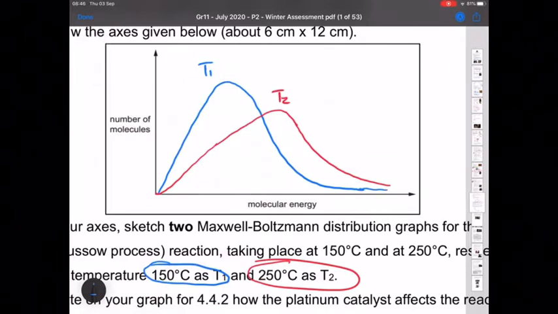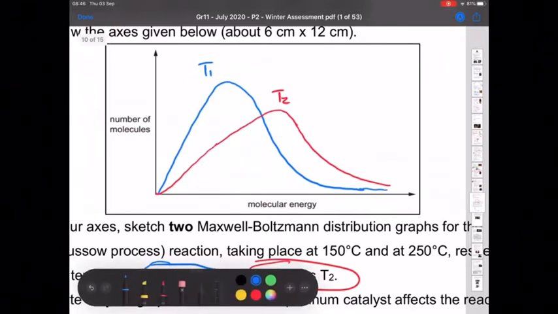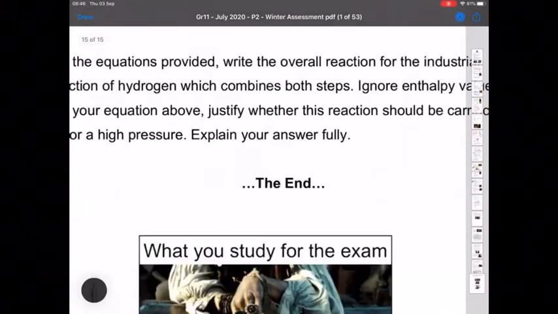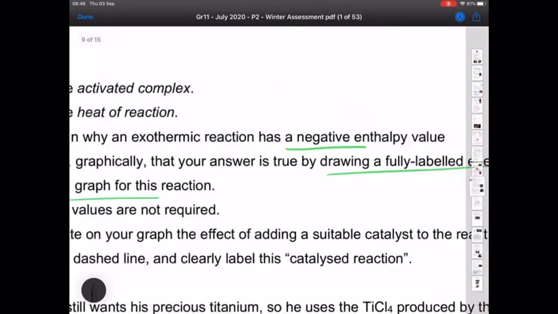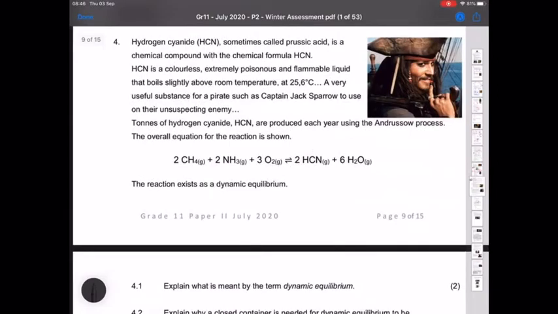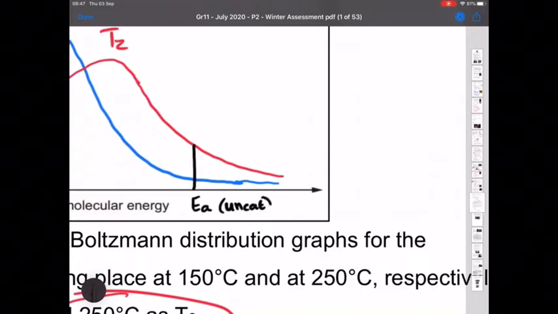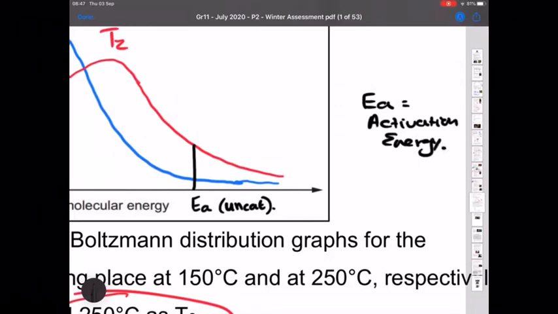Then you also have to represent the activation energy on the graph for an uncatalyzed reaction at first. And so this is activation energy for the uncatalyzed reaction. And let's just put a little note here that EA represents activation energy. So that's EA for the uncatalyzed reaction.